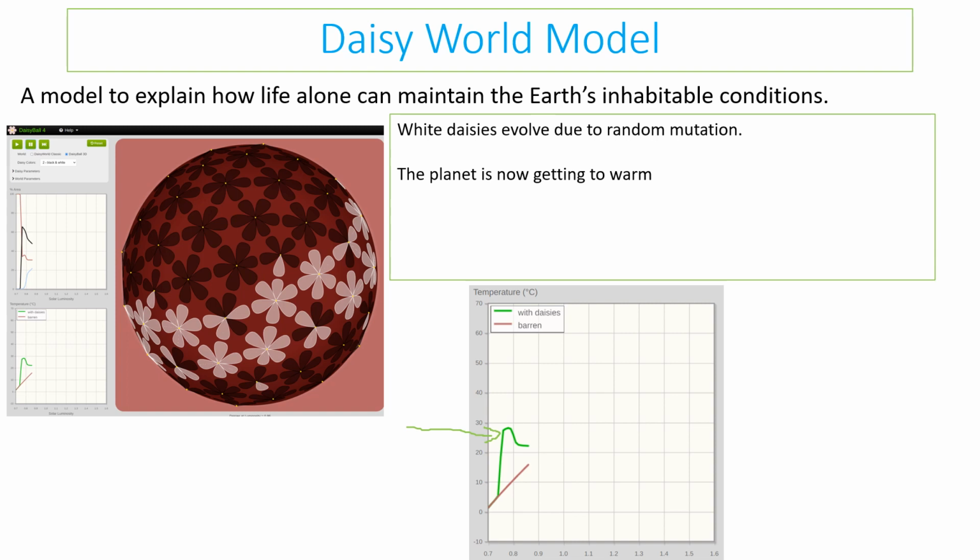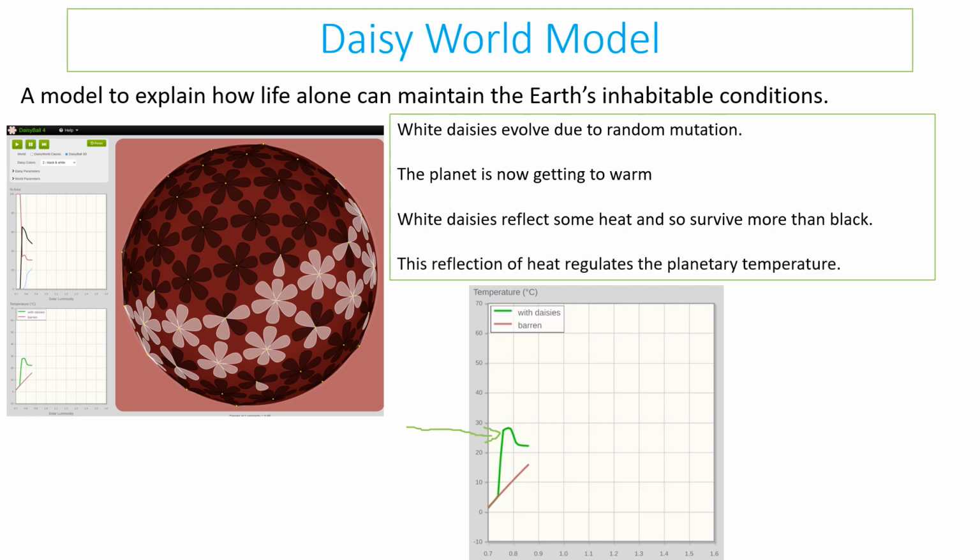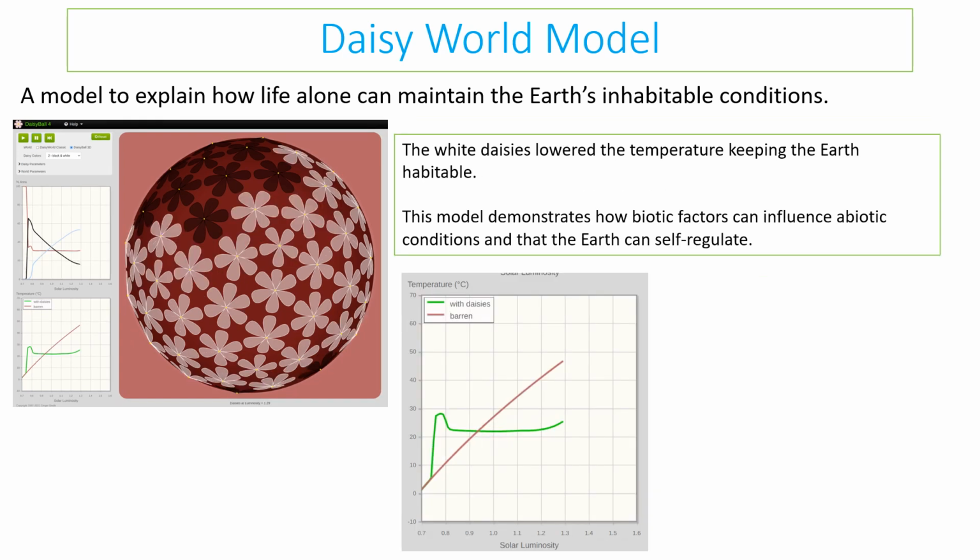That causes the temperature of the planet to drop because it reflects a lot of the heat back out into space, and so more survive than if they were just black. This reflection of heat therefore regulates the planetary temperature. And then over time, the mixture of white to black daisies can maintain the temperature of the Earth because of the heat reflection or absorption. And you can see it maintains it within that range much more than if there was no life on the planet, even though the sun is getting hotter and hotter and hotter.